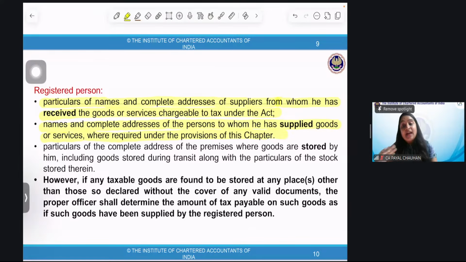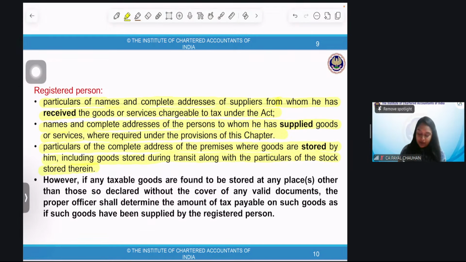If I have made outward supply, that means I have given the goods or services, then I also have to maintain the complete address and details. Particulars of the complete address of the premises where goods are stored by him, including goods stored during transit, along with the particulars of the stock stored therein. If my goods are stored at any place like a godown or warehouse, I have to give the complete address of such place.